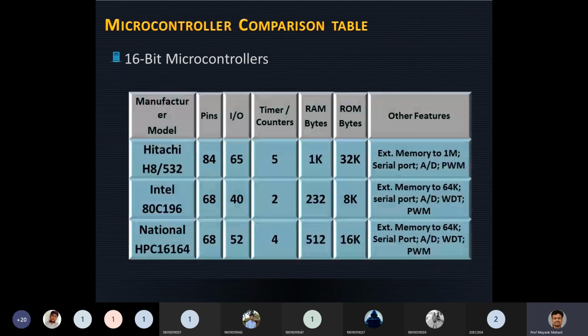Intel, National, these are the 16-bit microcontrollers which we can find. Now you will notice this first row. The first row is very important. How many pins are there? How many IOs are there? How many timer counters are there? What is the size of RAM and ROM? Basically, we are going to select a microcontroller on the basis of these features.